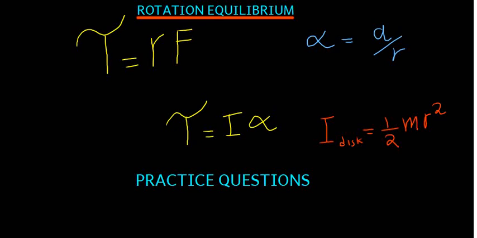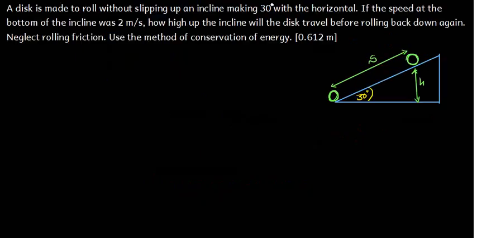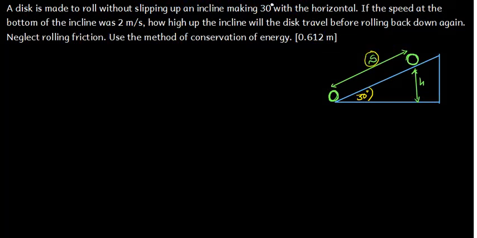In this video, we're going to go over a rotation equilibrium practice question. A disk is made to roll without slipping up an incline, making 30 degrees with the horizontal. If the speed at the bottom of the incline was 2 meters per second, how high up the incline will the disk travel before rolling back? So how high up the incline will the disk travel before rolling back down again?